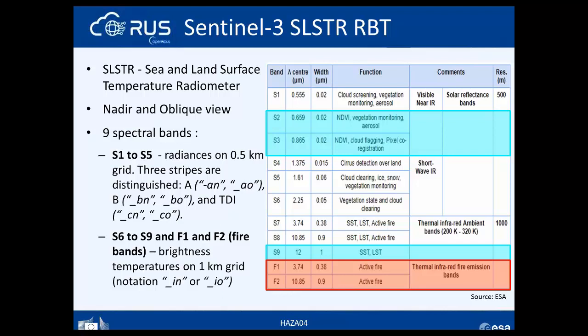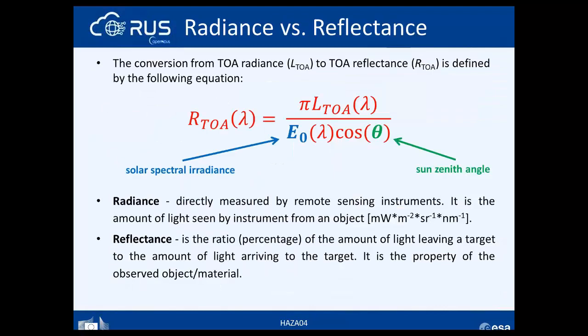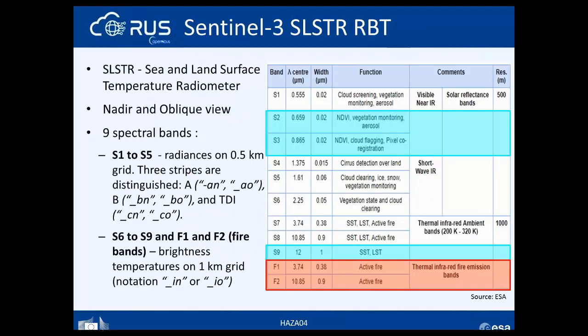In this training, we will only be using the nadir view of the fire bands, so F1 and F2, for the active fire detection. However, cloud masking is a very important part of active fire detection. And for that, we will be using bands 2, 3, and 9, which are shown here in blue. Okay, so now we can actually start the exercise.